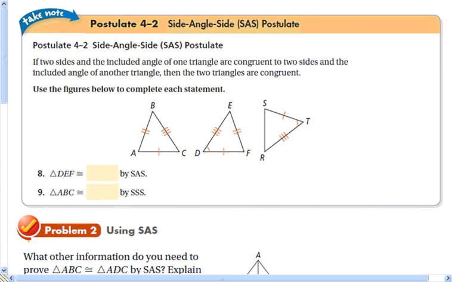This is the side-angle-side postulate. If 2 sides and the included angle of one triangle are congruent to 2 sides and the included angle of another triangle, then the 2 triangles are congruent.